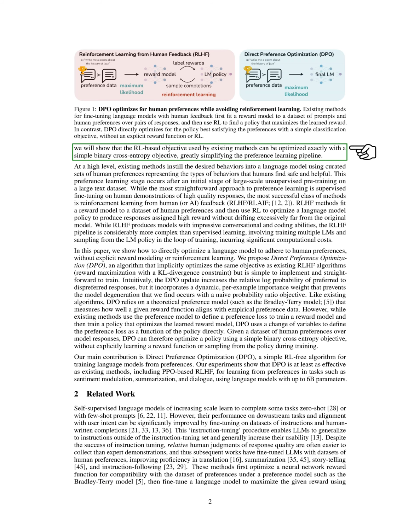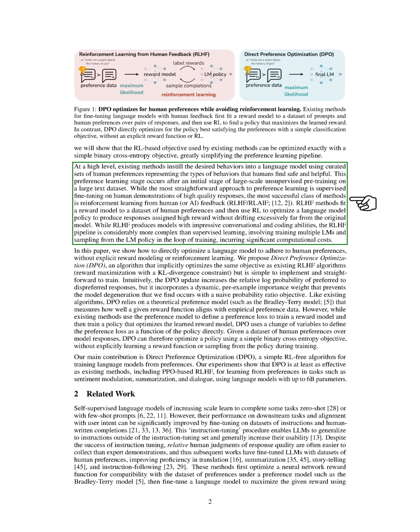Existing methods typically guide LMs to align with human preferences using reinforcement learning, RL. However, we'll demonstrate that the RL-based objective used by these methods can be optimized with a simple binary cross-entropy objective, which greatly simplifies the preference learning process.